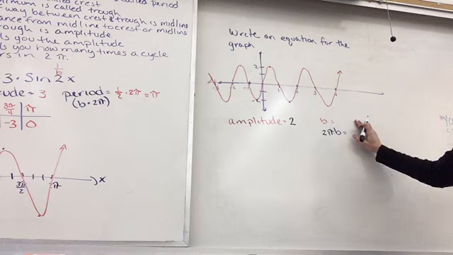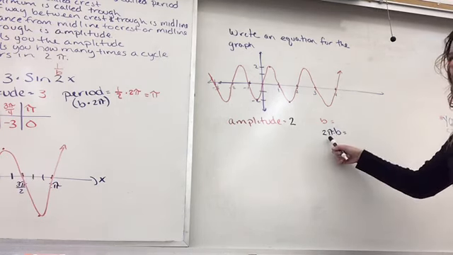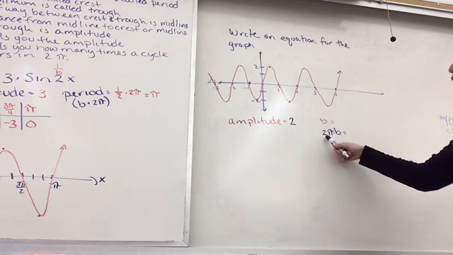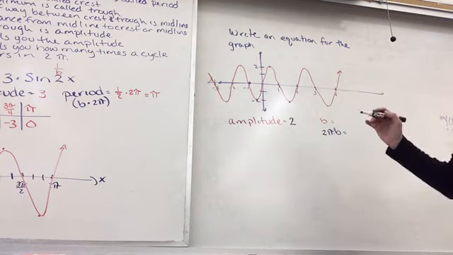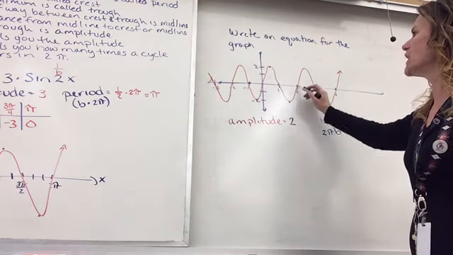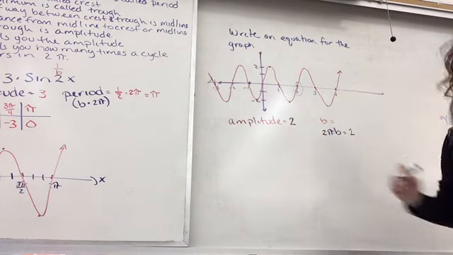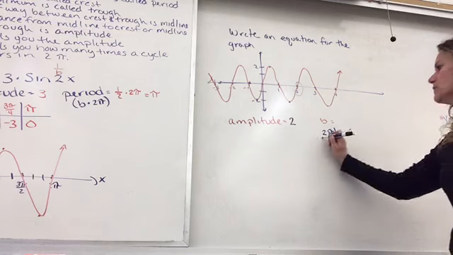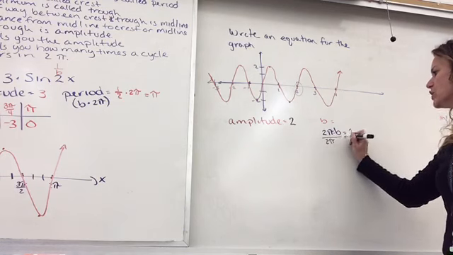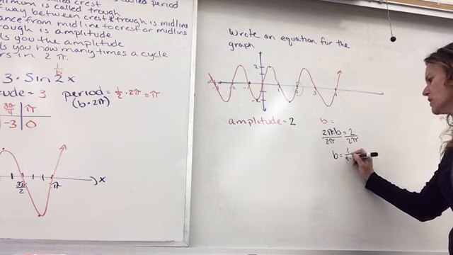We need to figure out the b value. To do so, we need to recognize that to find the period, we used 2 pi times b. So we look at this and go, if I start here and come back to here, that's where it starts repeating. So that's equal to 2. We're going to solve this for b. Pretty simple. Divide both sides by 2 pi. That gives me b is 1 over pi.